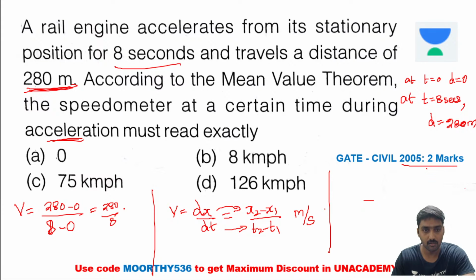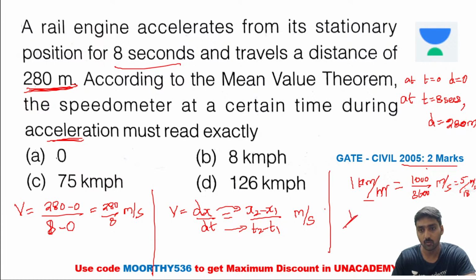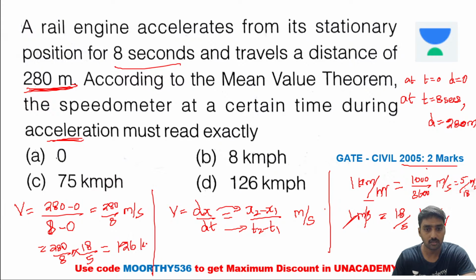It's equal to 280 divided by 8 meter per second. They are asking in terms of kilometer per hour. We know 1 kilometer per hour is equal to 1000 divided by 3600 meter per second. That means it's equal to 5 divided by 18 meter per second. And 1 meter per second into kilometer per hour is equal to 18 divided by 5 kilometer per hour. So we are going to convert this value, right? Now multiply 280 divided by 8 into 18 divided by 5. It's equal to 126 kilometer per hour.